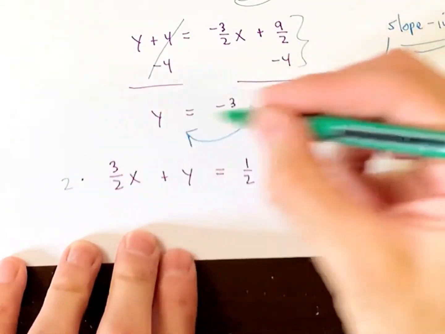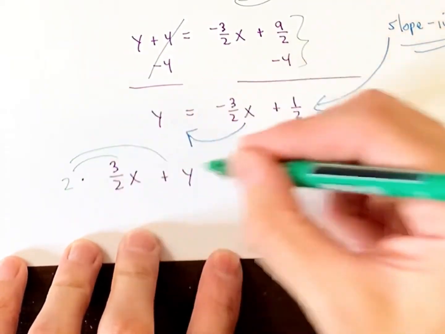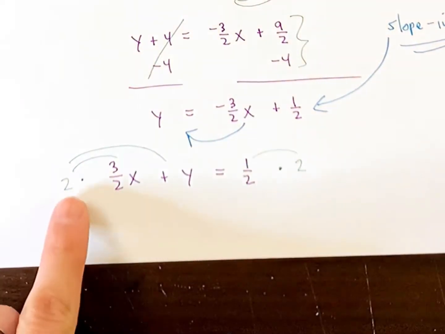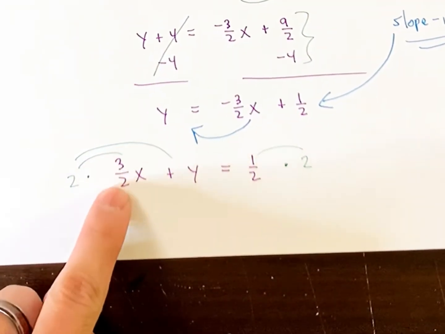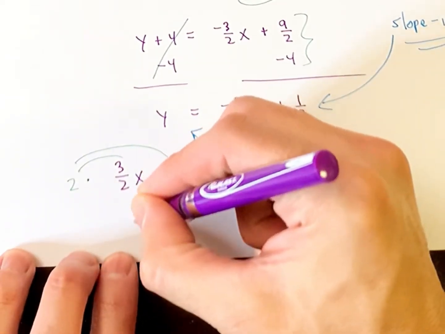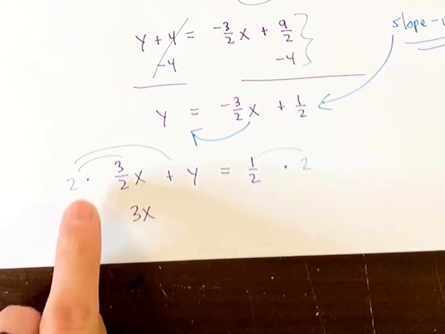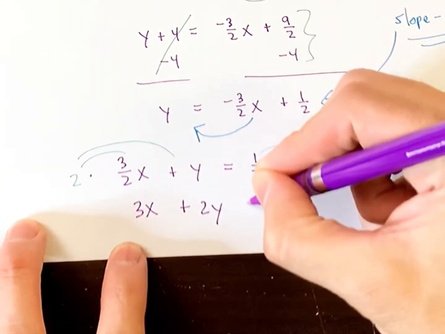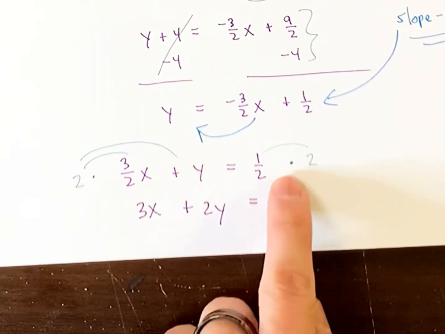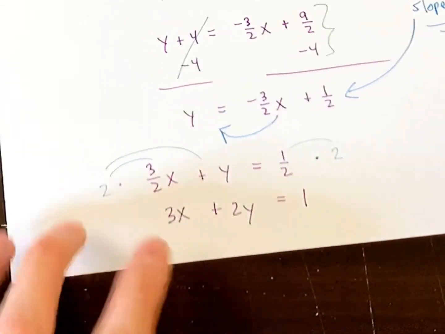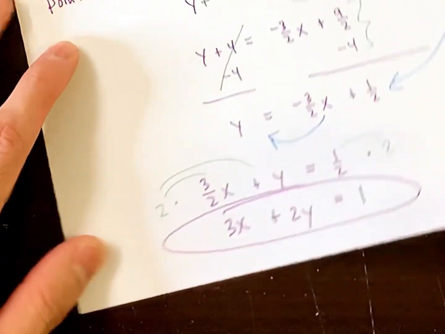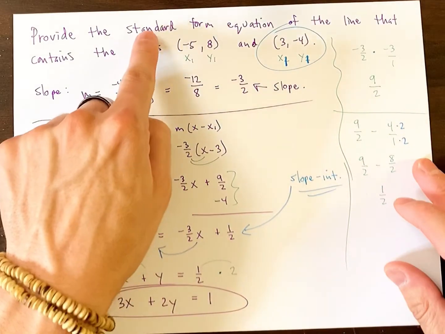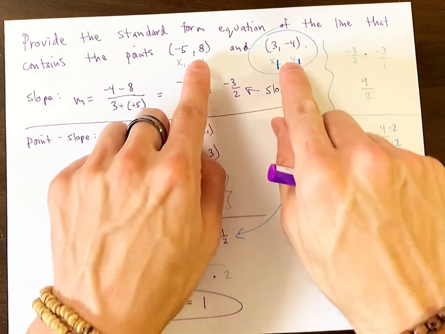But you have to make sure that you distribute, right? You got to make sure that you distribute. So let's see what we get. Here, 2 times 3 over 2 is just 3. And you keep the x. And then 2 times y is 2y. And then 1/2 times 2 is just 1. So the proposition is that this is the line in standard form that connects these 2 points.